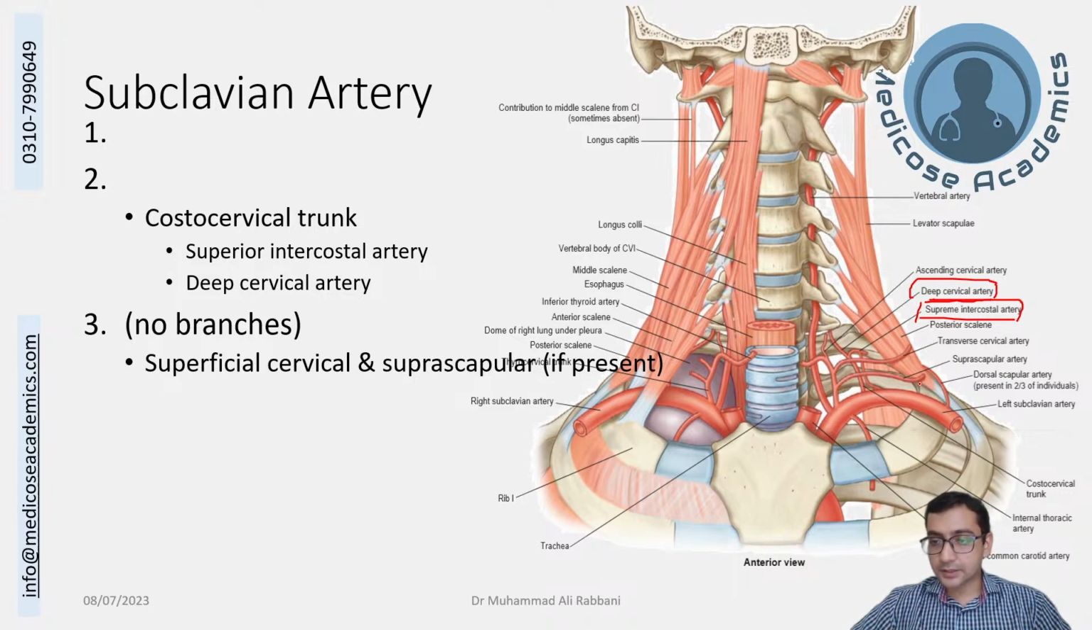Then there is a third part. The third part usually does not have a branch; it may or may not have a branch, and that branch is called the dorsal scapular artery.